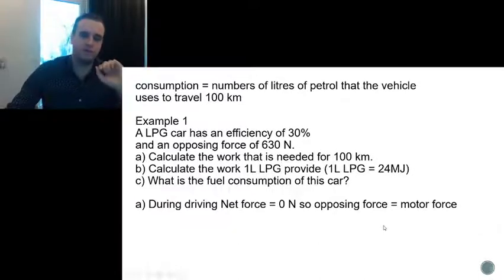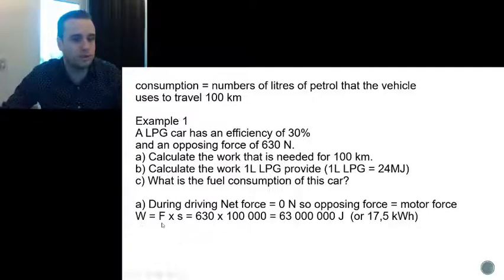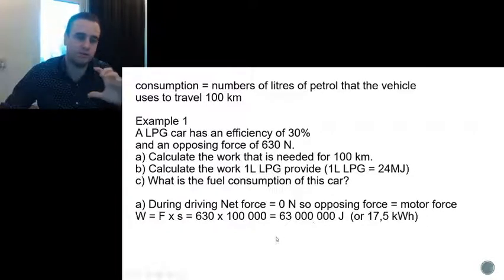So we can just straight fill in the formula. Remember though, this is in kilometer, we need to convert this first to meters. 100 kilometer means it's 100,000 meter. And then I would like you to write down an answer such as this. First, the formula, W is capital F times capital S. So the force is equal to the opposing force, 630 Newton. And the distance we're driving is not 100 kilometer, but 100,000 meter. Please do that, otherwise you screw up this answer and you end up a couple of thousand short. So 630 times 100,000 is 63 million joule.